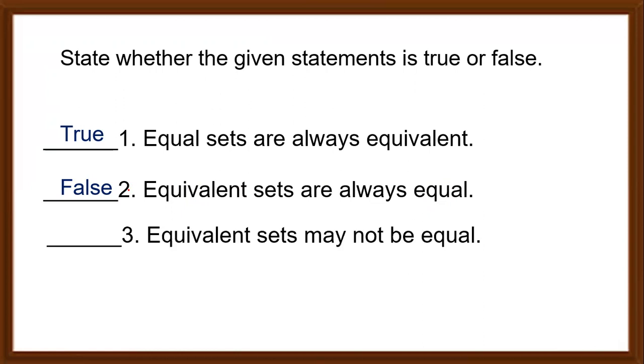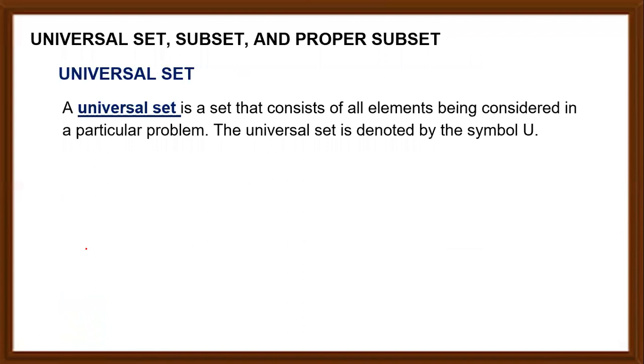Let's have number 3. Equivalent sets may not be equal. Ibig sabihin yan, that is true. Because, kung babalikan natin ang equivalent sets, pwedeng may magkaparehas mismo yung kanilang elements at may mga pagkakataon na hindi parehas. Kaya nga siya, equivalent sets may not be equal. That is true. Okay, with that, another concept, we have this universal set, subset, and proper subset.